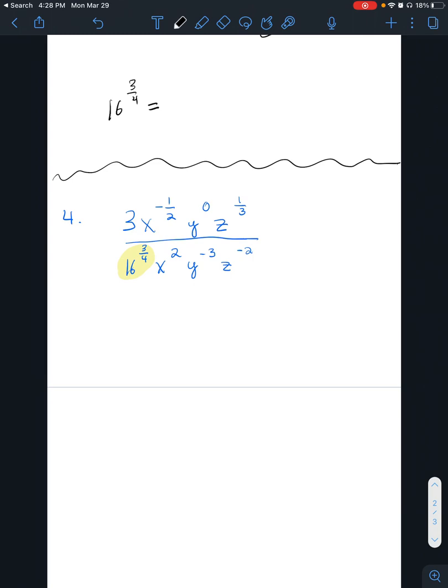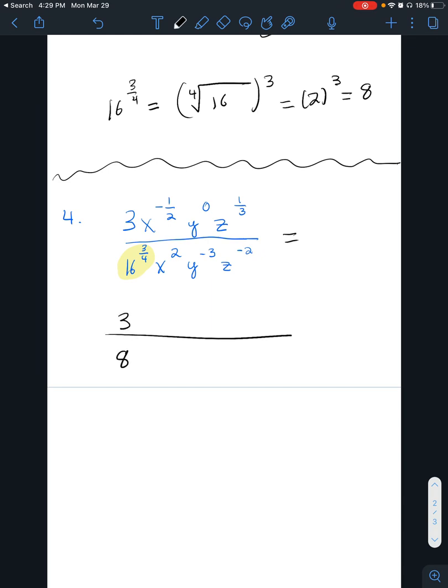I know when I look at 16 to the 3/4, I don't know what this is off the bat. So I convert it into radical form, which is the 4th root of 16 to the power of 3. What same number do I multiply 4 times to get 16? Well, that's a 2. And then 2 cubed is 2 times 2 times 2, which is an 8. So I know so far I have a 3 on the top and I have an 8 on the bottom. So I can put a check mark under this because I just took care of probably the most confusing looking term on this page. So now how we deal with everything else is really, really dependent on you.